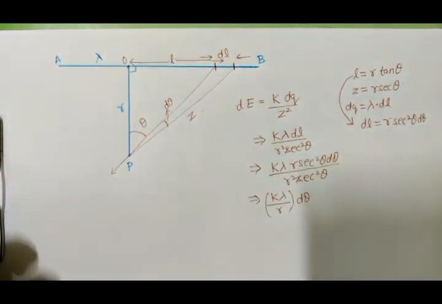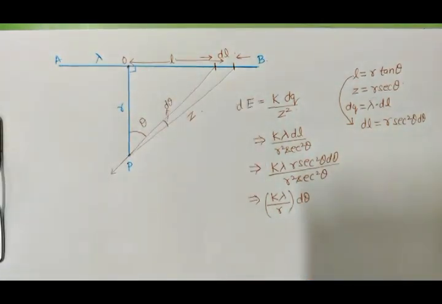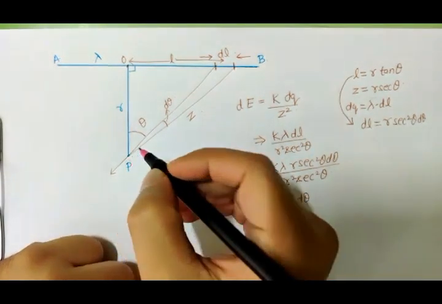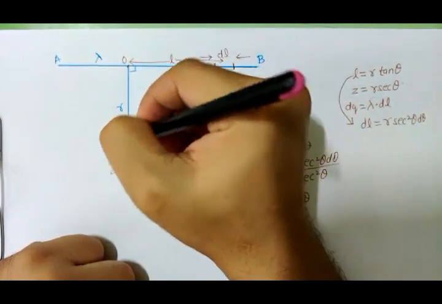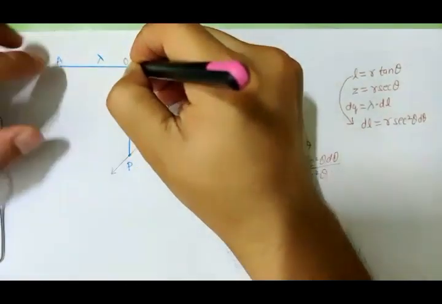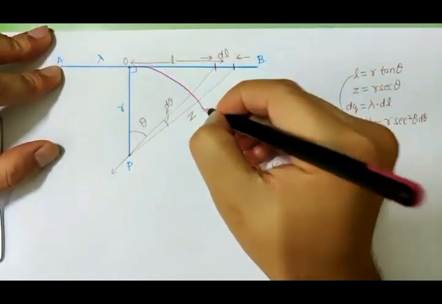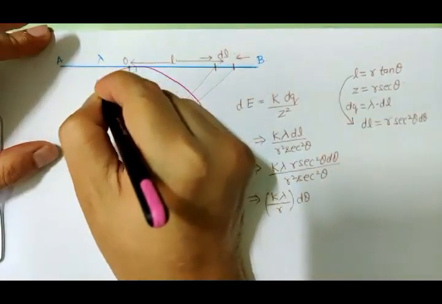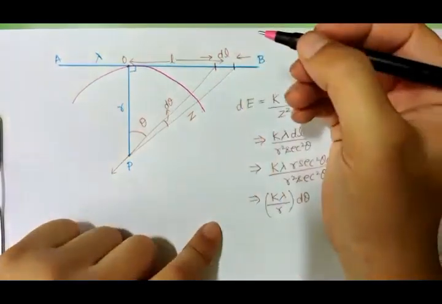But actually that was not our question. Our question was to show that field due to straight wire and circular wire are equal. For that, I'll take a circular arc of radius r. This should be the radius, and center is at point P. And I'll try to draw it as neatly as possible. So I think I've done a good job here. This is the best I can do.